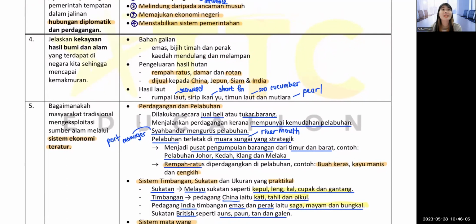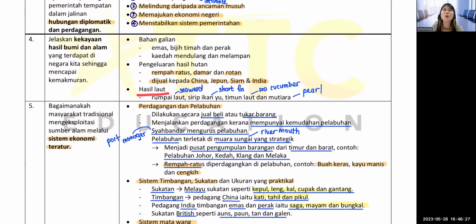You understand? Then they also have hasil hutan. For example, we have rempah ratus, dama, rotan. Then what happens is mainly they will ask you, rempah ratus, dama, rotan, which country loves it? Then you need to know China, Japan, Siam, India.